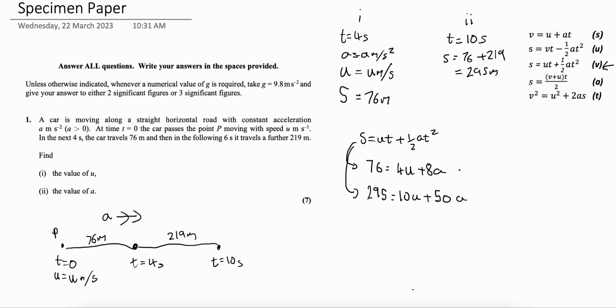If you solve these 2 using simultaneous equations, you could maybe turn both a's into 200, or it might be one way of doing it, or turn the u's into 40. Either way, you will solve them and you will get u equals 12 meters per second and a equals 3.5 meters per second squared.